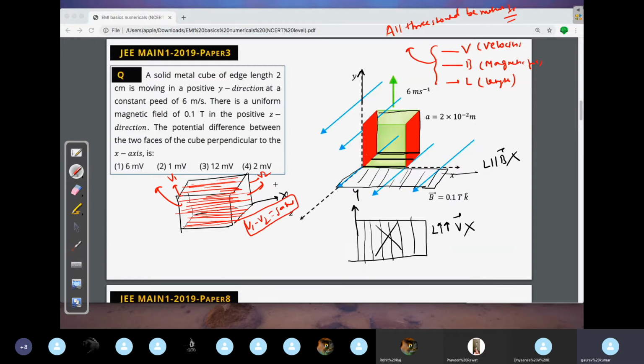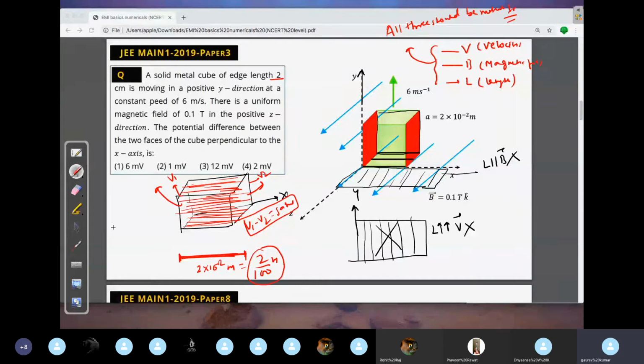So you know that whenever you have n number of EMFs connected in parallel, the equivalent EMF is always equal to only one EMF. So I'll take only one rod now, that's it. And what is the length of this rod? The length of this rod is given as 2 centimeter, 2 into 10 to the power of minus 2 meter, which is 2 by 100 meter. This is your L.